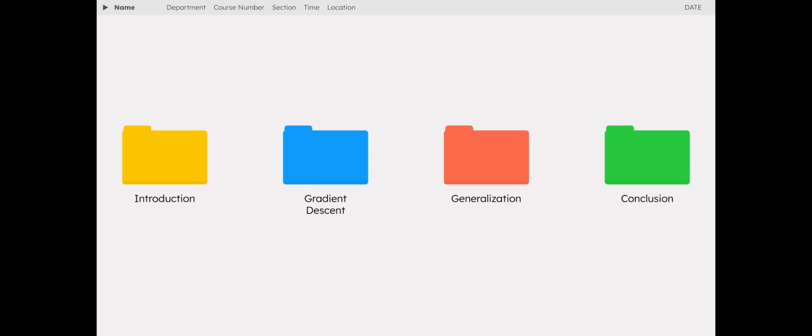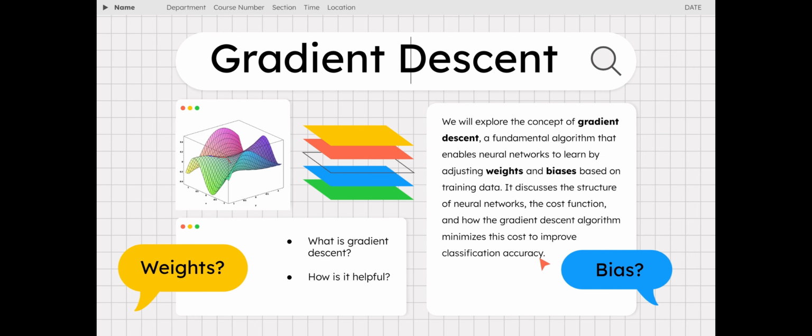We're going to go over an introduction about gradient descent, what is generalization, and conclusions for each. Starting off with gradient descent.